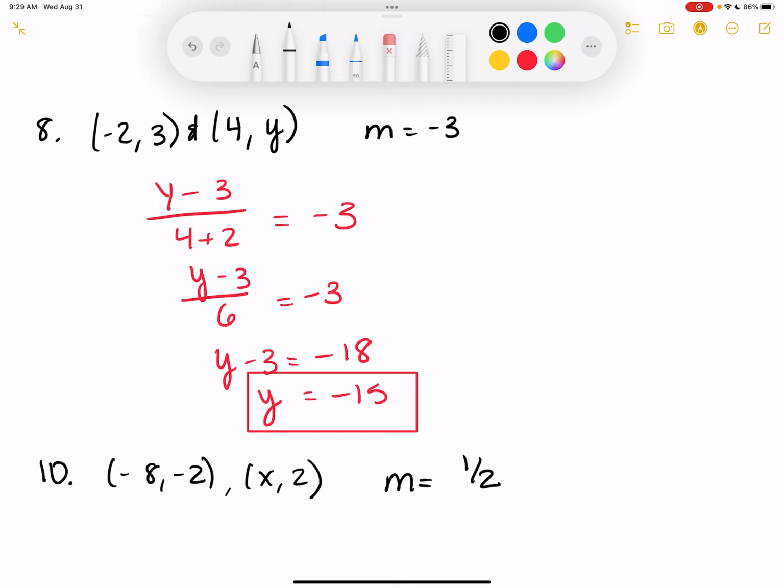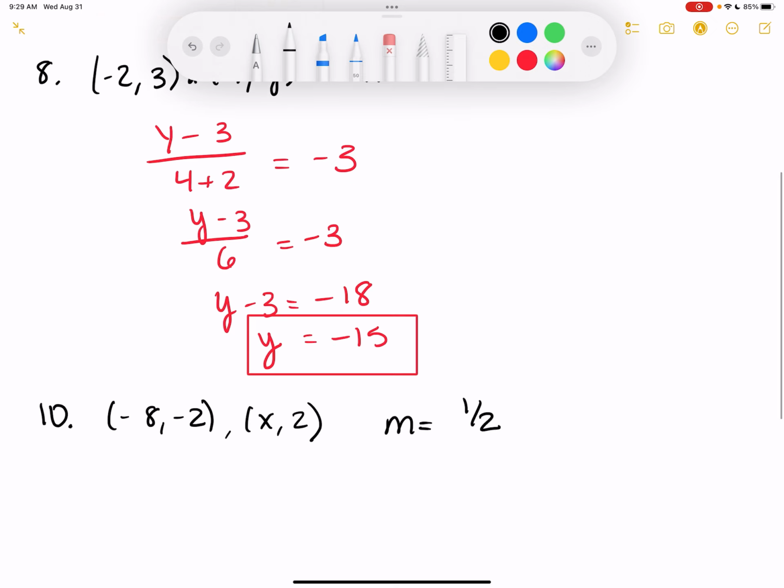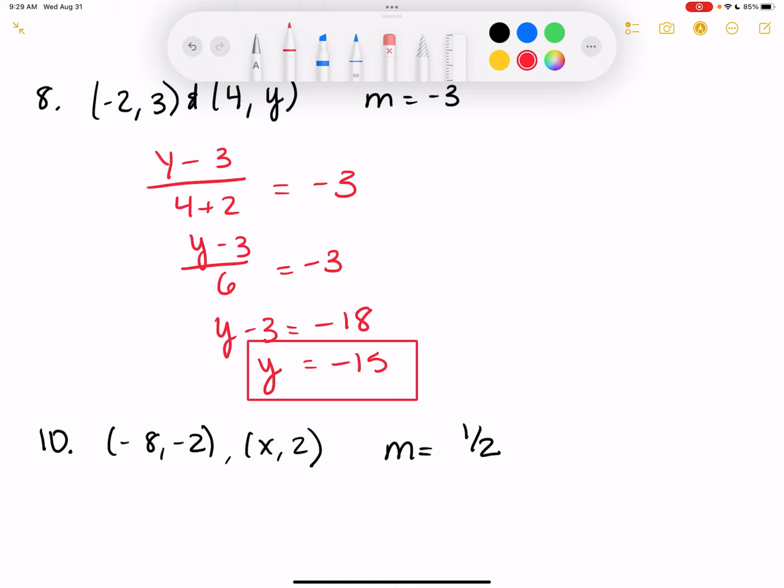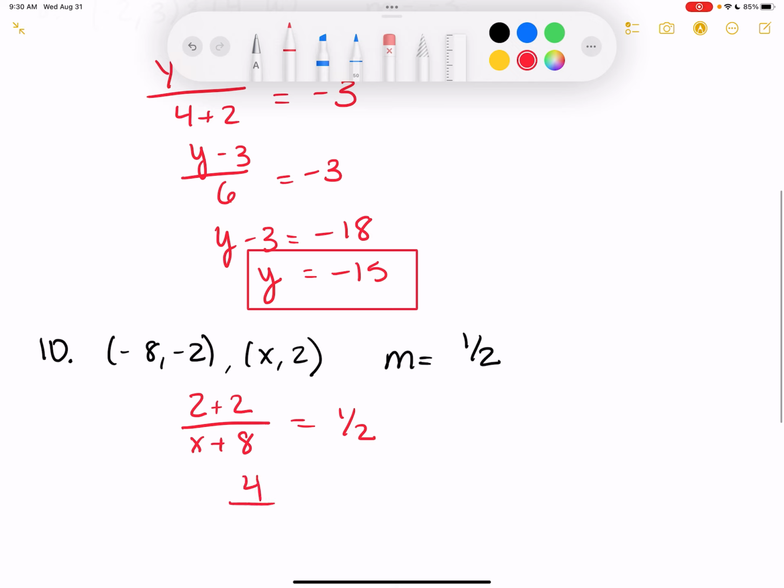All right, same instructions. Do the same. So 2 plus 2, because of the double negative, x, and then plus x, 8 plus 8 equals half. So then we get it to that. Now 4 over x plus 8 equals half. Then we divide by 4.